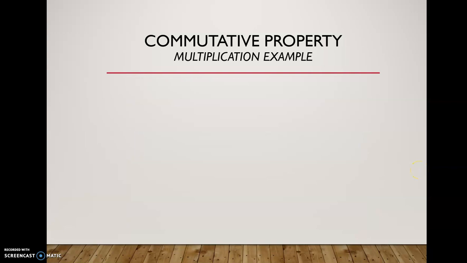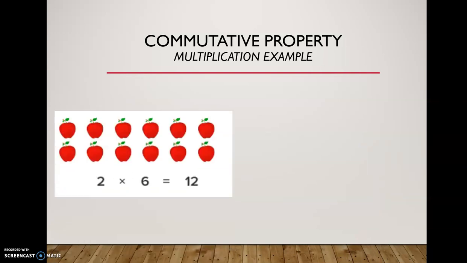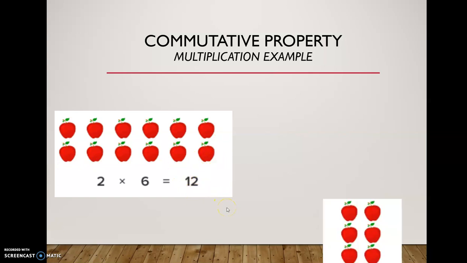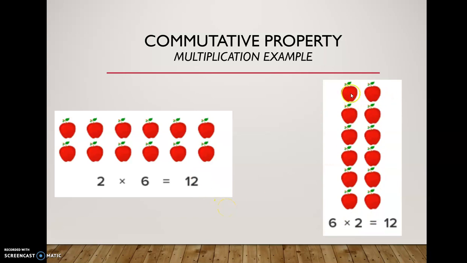Now, let's look at this in a multiplication problem. If we went apple picking 2 times, and the first time we got 6 apples, and the second time we went apple picking we got 6 apples, we'd have 12 apples. But what if we went apple picking 6 different times, but only got 2 apples each? Regardless, we would still have 12 apples. This just shows you that multiplication you can do in any order, and you will still get the same answer.